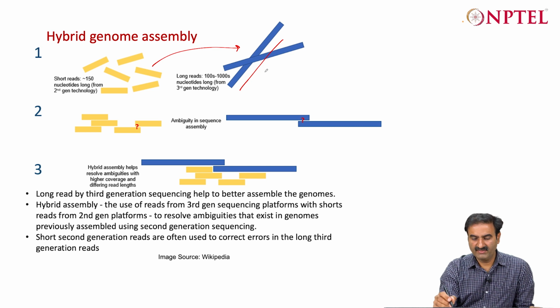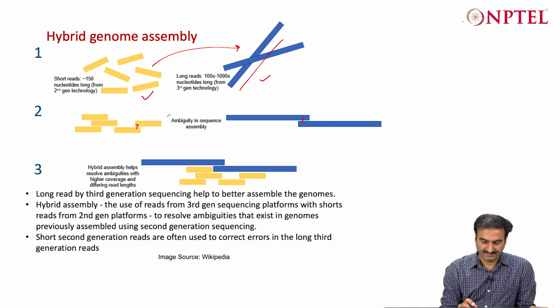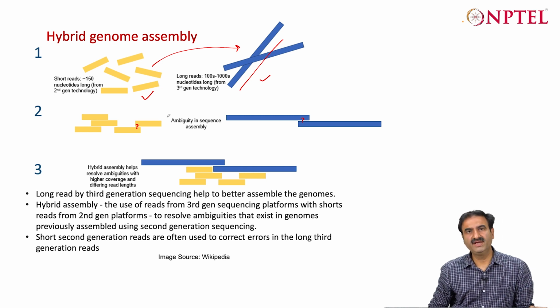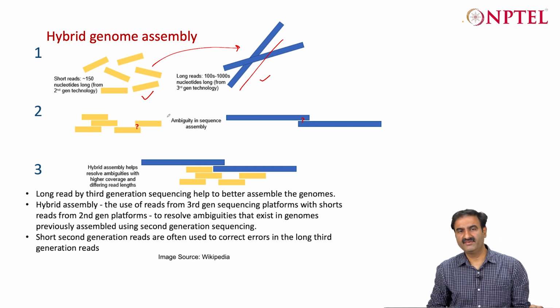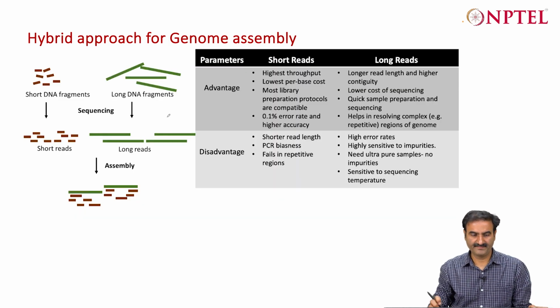Basically, short reads will be more accurate, while long reads will have more errors, so a combination of the two will help correct each other, improve the quality, and give assurance that the assembly is correct.